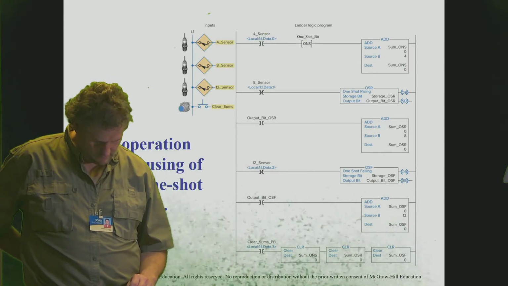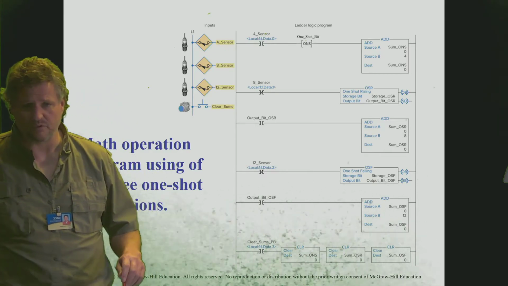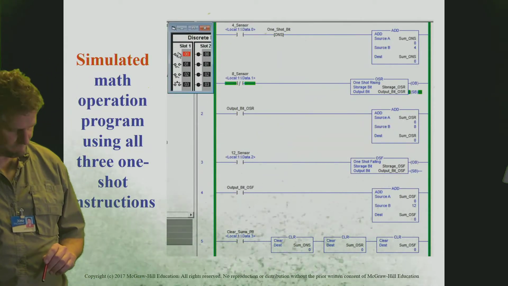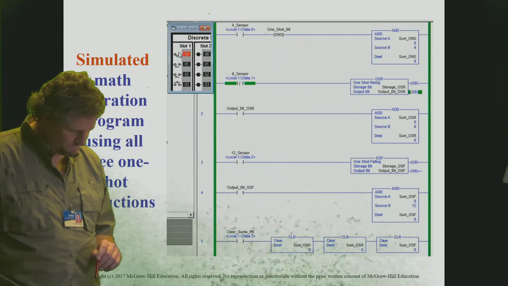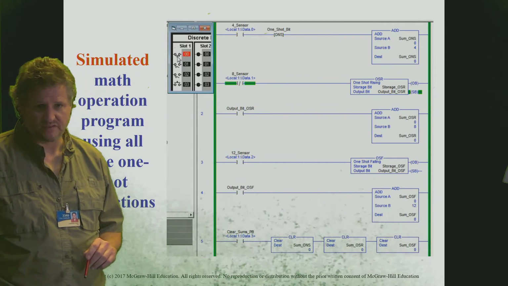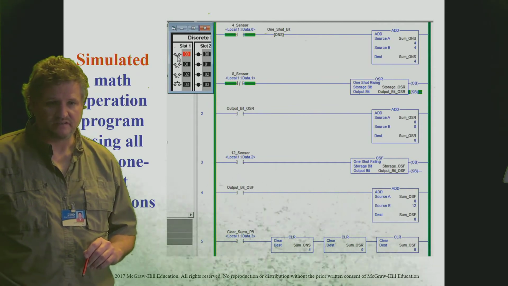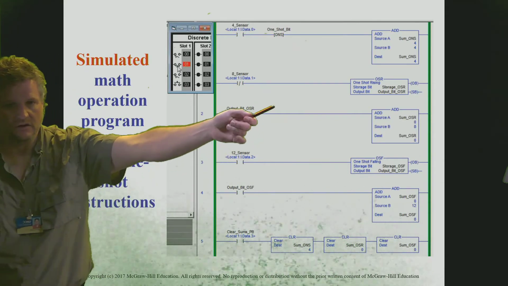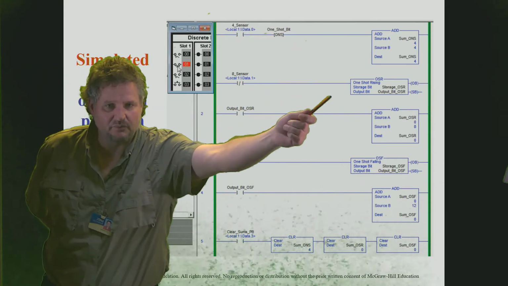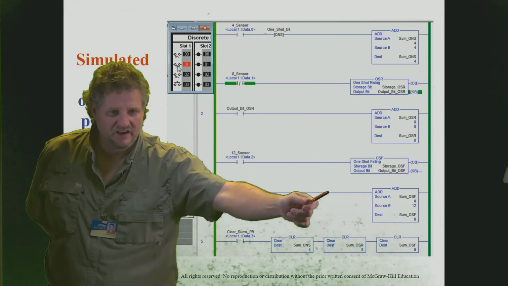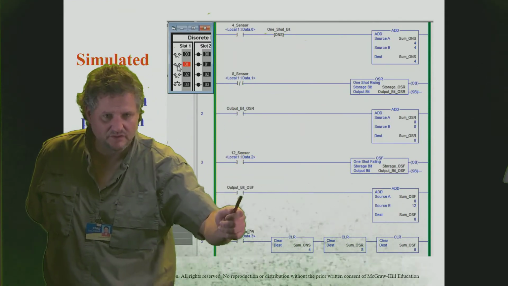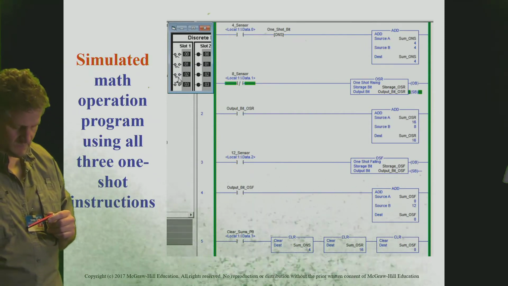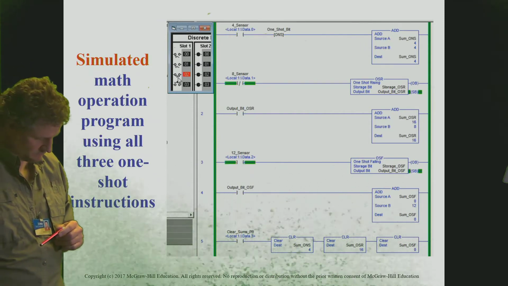Here is an example program of it, and then they went ahead and put it into play here. So you can see how that one shot rising works and the one shot falling. Notice the addressing that's being utilized here. You got that bit there being used here, and you got the OSF bit being used here. So that's how that's all tied together.